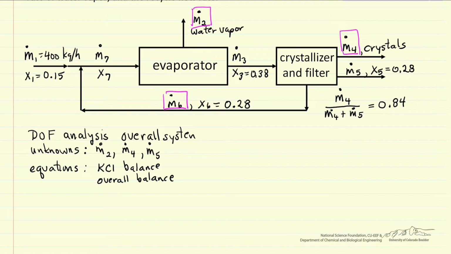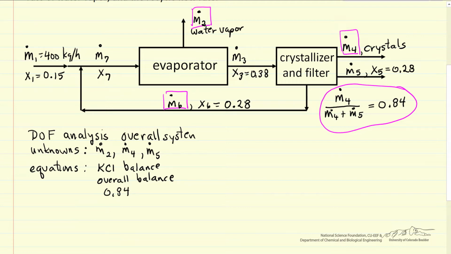And then we can do mass balances on basically KCl and water or KCl and overall. And I've chosen overall balance just because it's a little easier to calculate. Either approach works, but there's only two independent equations. So the equations, KCl balance and overall balance. We need a third equation. The third equation is this information on the relation between M4 and M5. So let me just write that down as 0.84. So remember, three equations, three unknowns.